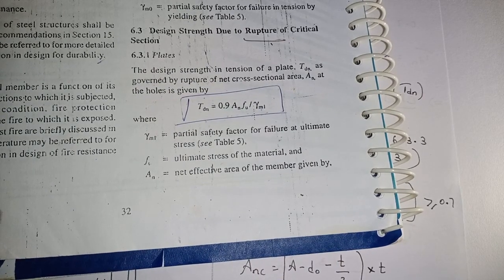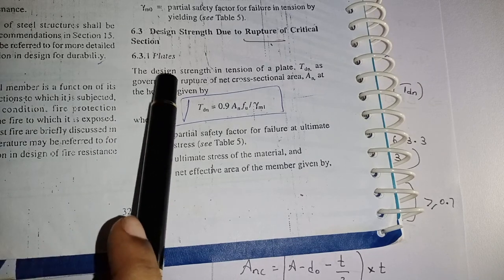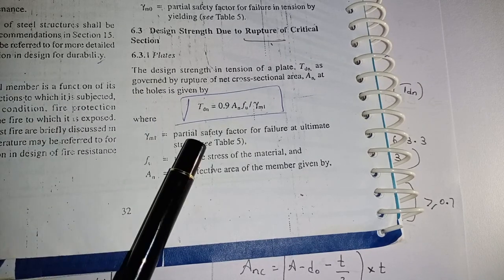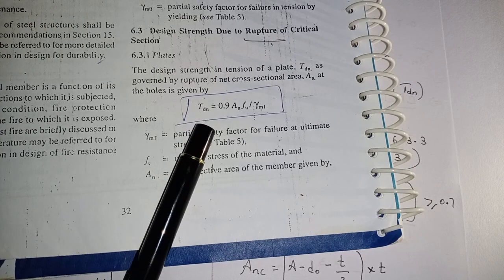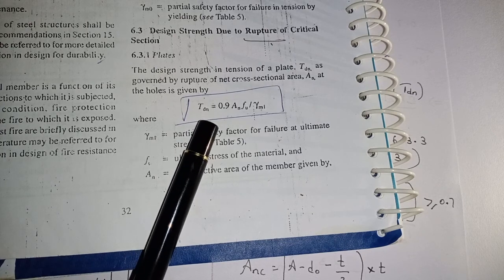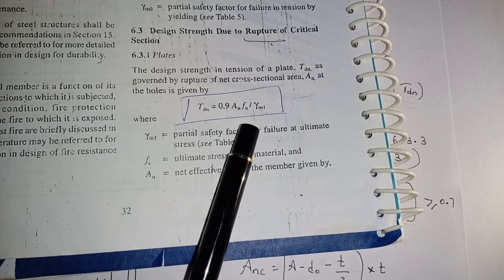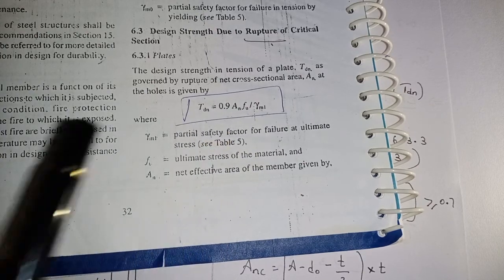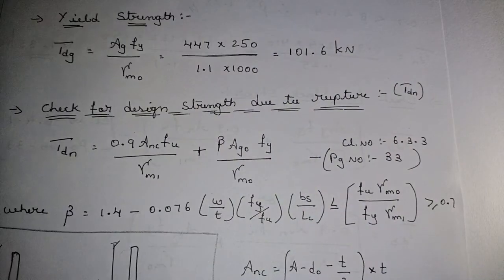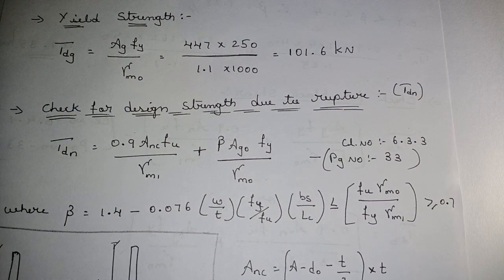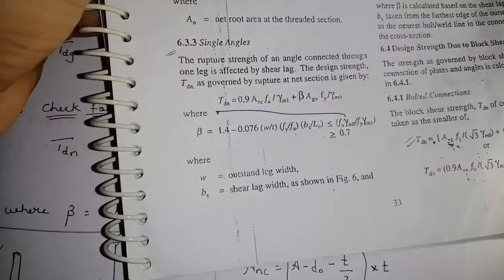So here you have clause number 6.3.1. This is for plate. We are not designing or analyzing the plate here. We are designing for the angle section, so you cannot use this equation. You need to use the equation for the angle section. That will be on the next page, page number 33, and on that page you have a clause here.